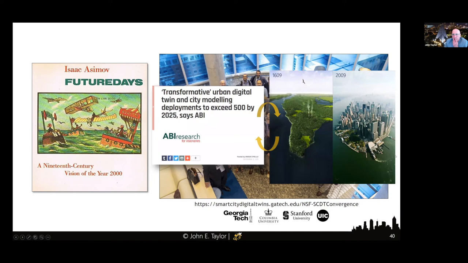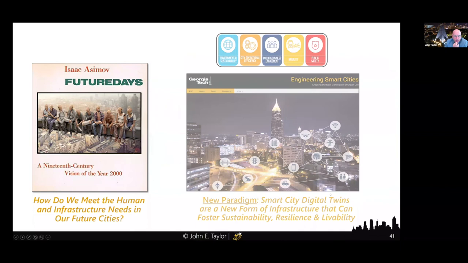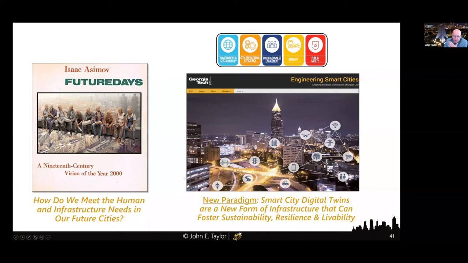Just coming back to the highest level, if we're going to have 500 smart city digital twins by 2025 in 500 different cities, which may be an ambitious number, we need research because we still have a fairly limited understanding of smart city digital twins, particularly when they cross infrastructure systems. But if we're going to see the kind of urbanized growth that the UN is predicting, we really need to do so. And so we're hoping that through this effort, we can foster a new paradigm of smart city digital twins and really start to think about that as a new form of infrastructure that can foster these goals.